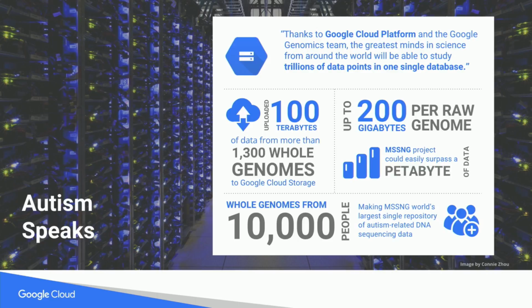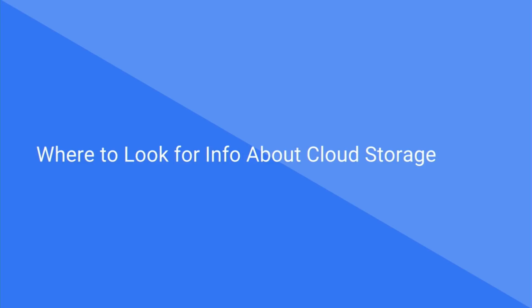So they ended up creating this data set that could be used by the best scientists in the world to run analyses against trillions of data points to try to find new ways of addressing autism in individuals. You may not have something quite this big, or you may have something actually bigger. In any case, GCS probably will work really well for you.